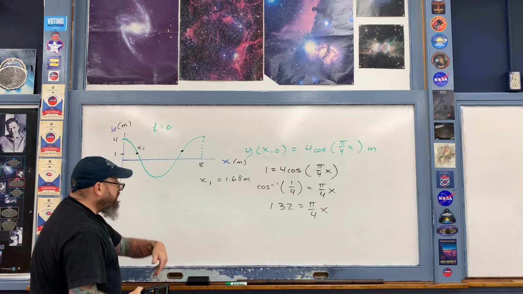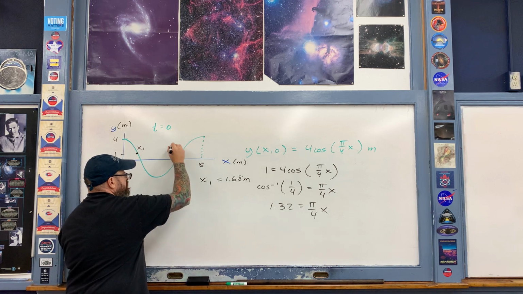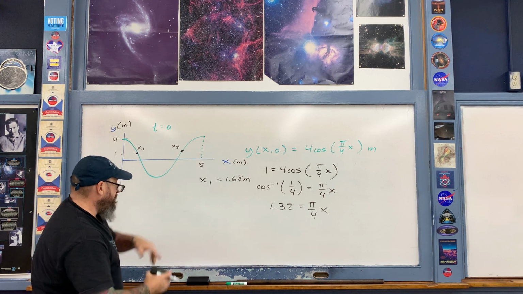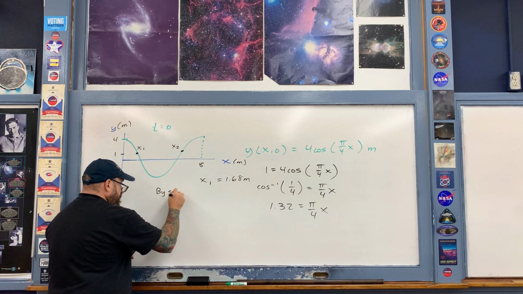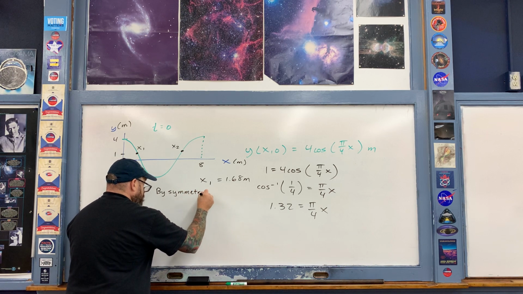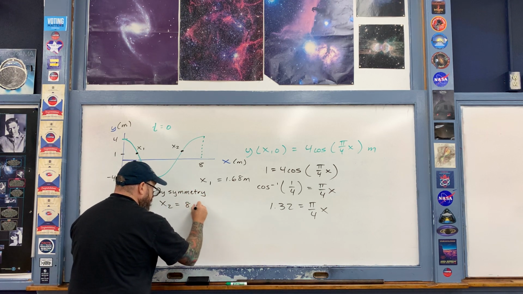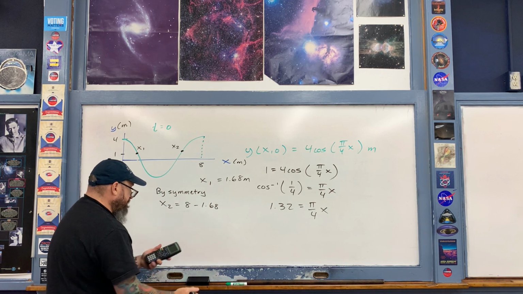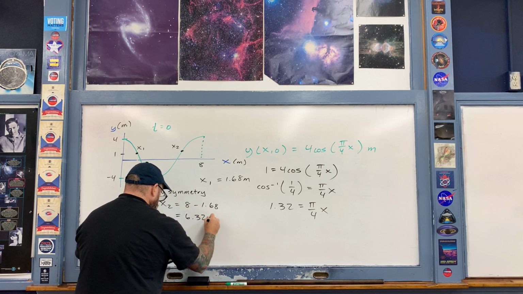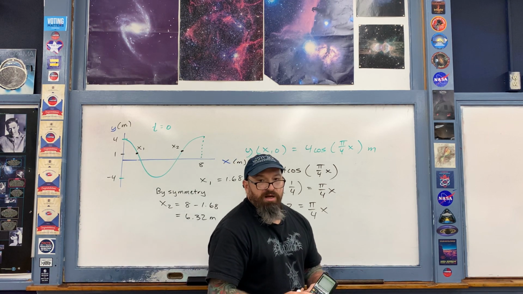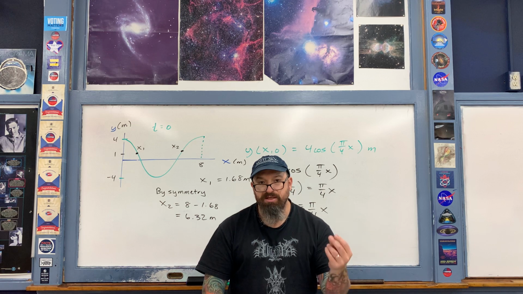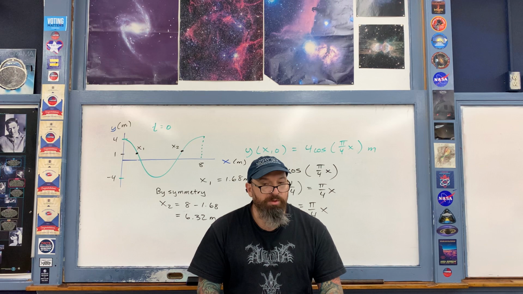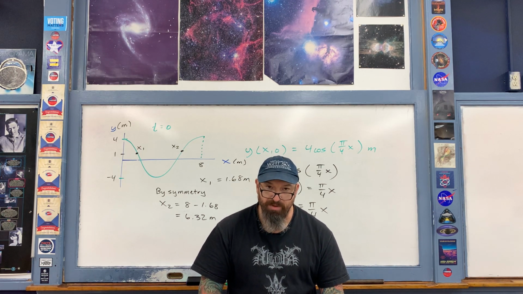And then by symmetry, I can find the second point, call it x2, by taking the 1.68 meters and subtracting it from 8. So by symmetry, x2 is equal to 8 minus 1.68. Let me do the math carefully, and that comes out to be 6.32 meters. So describing what happens with this simple periodic wave at this instant in time is rather straightforward. In the next video, we'll begin to explore what happens as the wave propagates with time.